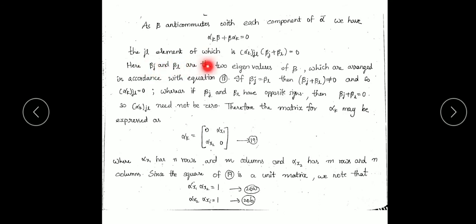If we consider the alpha k matrix multiplied with the beta matrix and add it to the beta matrix multiplied with the alpha k matrix, and look at the corresponding elements, the jth row and lth column element in that product. Actually we have two products, and we are adding those two products. So in general, the jth row and lth column element of this would be alpha k jl times beta j plus beta l equals 0.